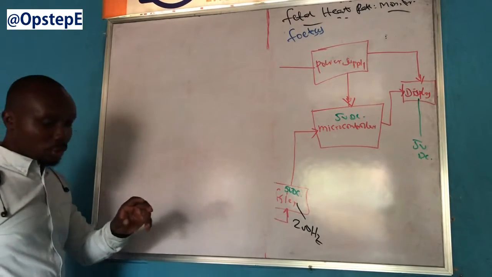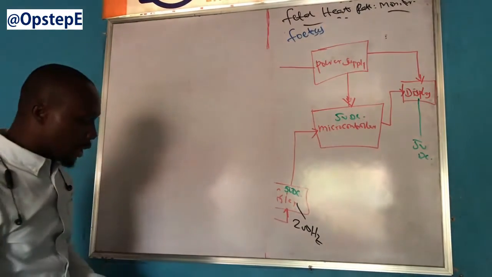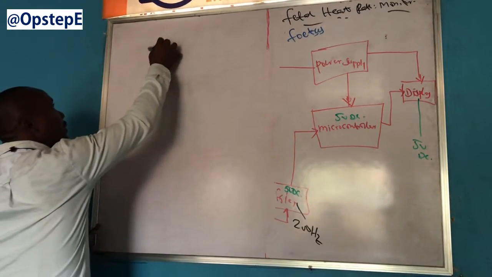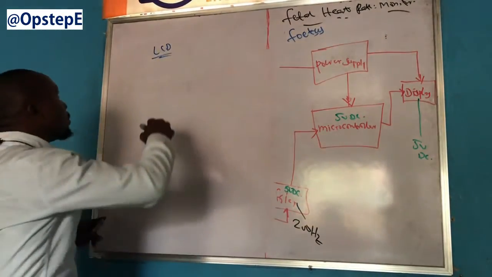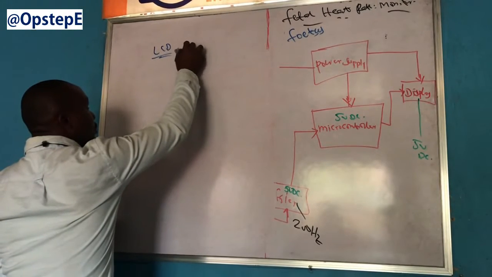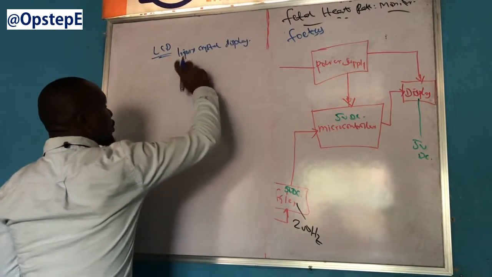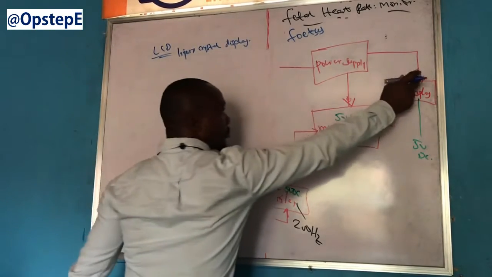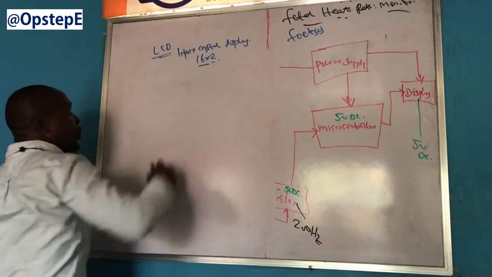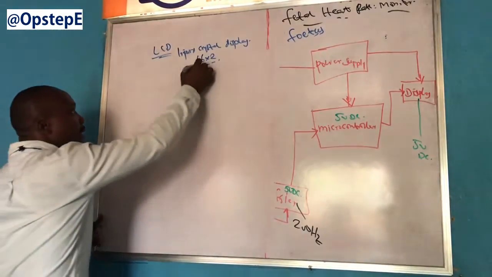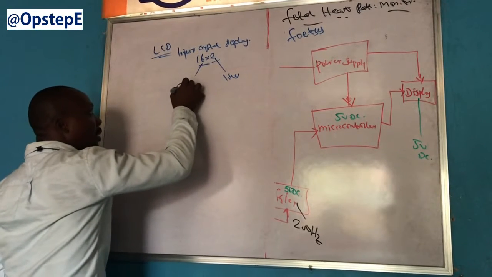Now, another part that should be explained quickly is the display. Let me explain that display to you quickly. The display we are actually using will be an LCD display. It's a liquid crystal display. Now, the liquid crystal display we are using is a 16 by 2, which means it has 2 lines and it can accommodate 16 characters.